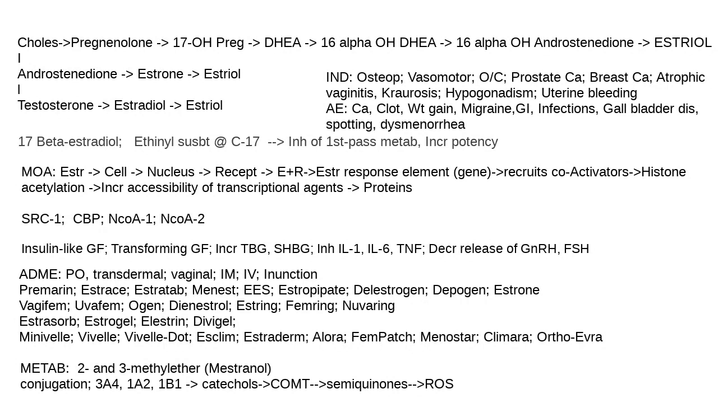dehydroepiandrosterone, or DHEA. DHEA can be hydroxylated to give you 16-alpha-hydroxy-DHEA, and then that can be further hydroxylated to give you 16-alpha-hydroxyandrosterone, and the 16-alpha-hydroxyandrosterone is then converted to estriol, and estriol can get eliminated or excreted in the urine.